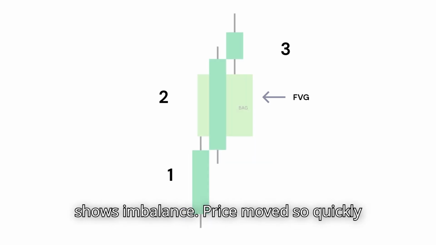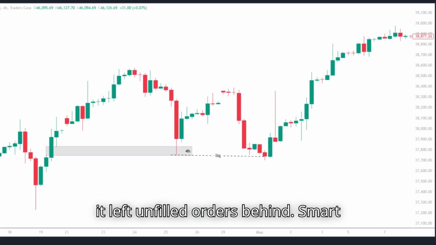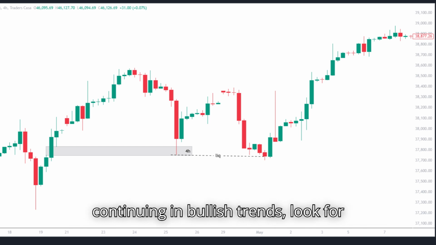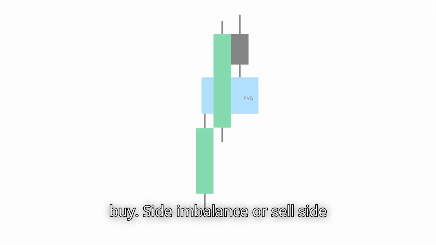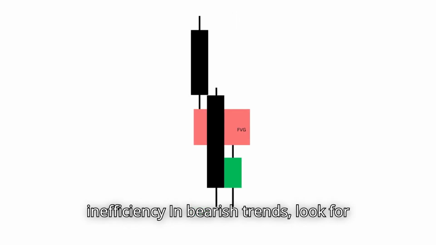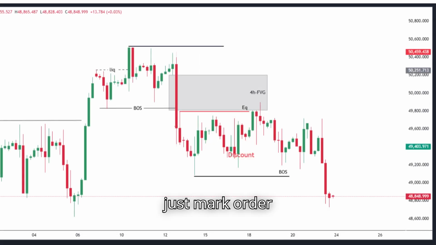It shows imbalance. Price moved so quickly it left unfilled orders behind. Smart money often returns to these gaps before continuing. In bullish trends, look for buy-side imbalance or sell-side inefficiency. In bearish trends, look for sell-side imbalance or buy-side inefficiency. These fair value gaps don't just mark order flow, they forecast it.